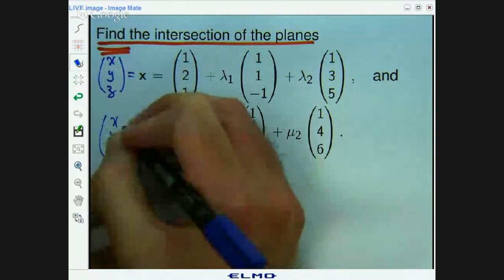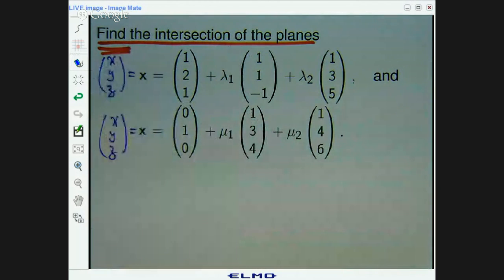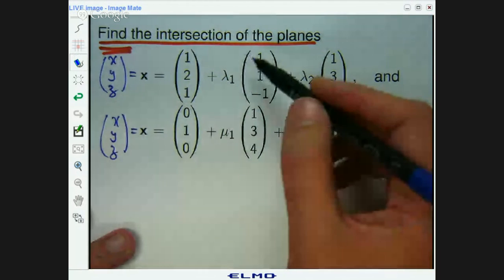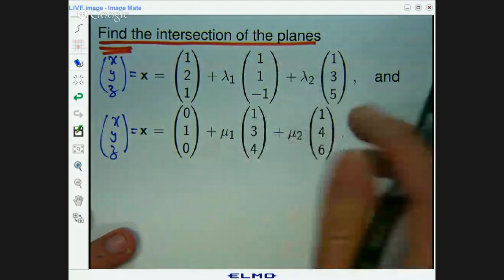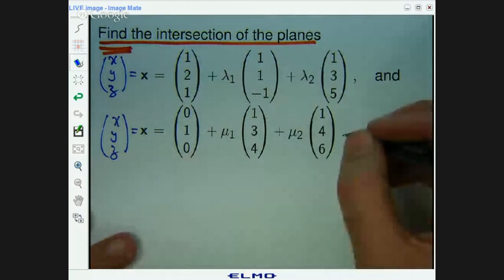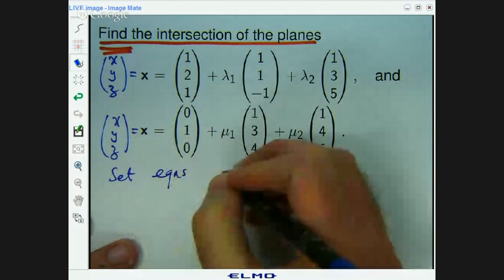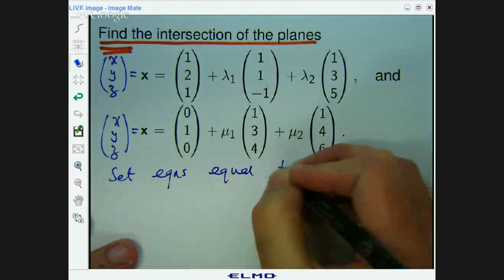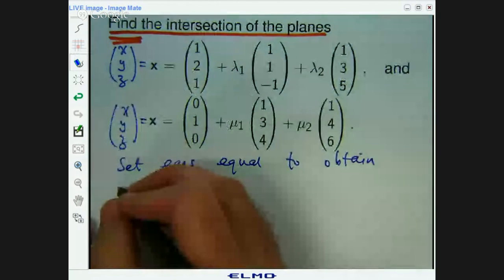Now we're working in, say, three-dimensional space here. By this, we just mean the vectors x, y, z. And what the question is asking us is, determine the values of lambda 1, lambda 2, mu 1 and mu 2 such that these two equations are equal. So to do that, set the equations equal to obtain the following.